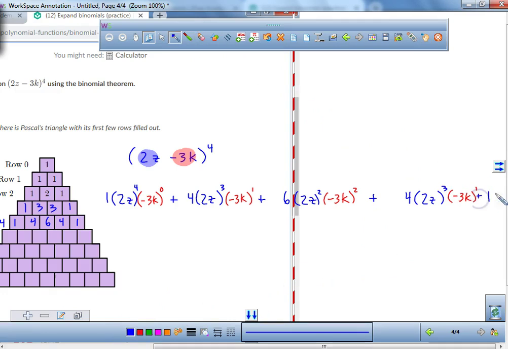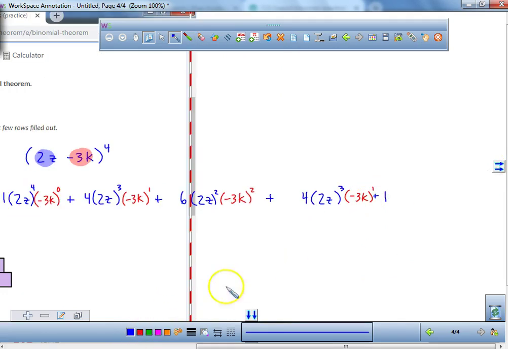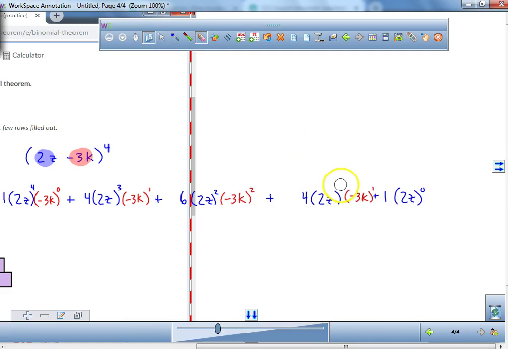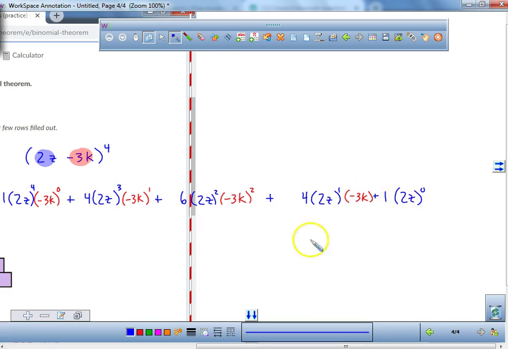And last but not least, 2z to the 0. I messed up here. Sorry, I messed up. That's supposed to be 1 and 3. The blues are supposed to be descending. My bad. The reds are supposed to be ascending. So 4 0, 3 1, 2 2, then 1 3, and finally 0 4.